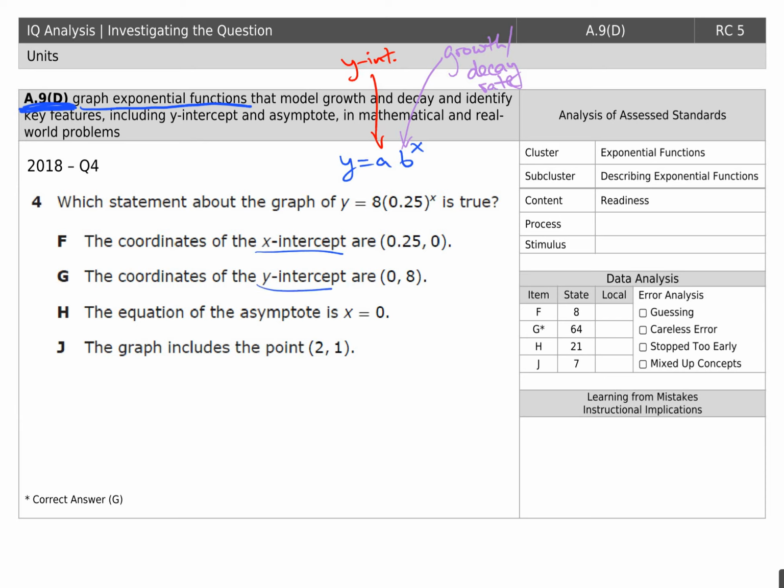The coordinates of the y-intercept, well, we know what that should be. It should be (0, 8). That's it. So the answer is G without us having to graph it or do anything else. The equation of the asymptote, we know that asymptote equations in Algebra 1 should be y equals 0, especially for this equation above, not x. That would be a vertical asymptote. We don't have vertical asymptotes in Algebra 1. And the graph includes the point (2, 1). We could plug in those points for our x and see if that gives it.